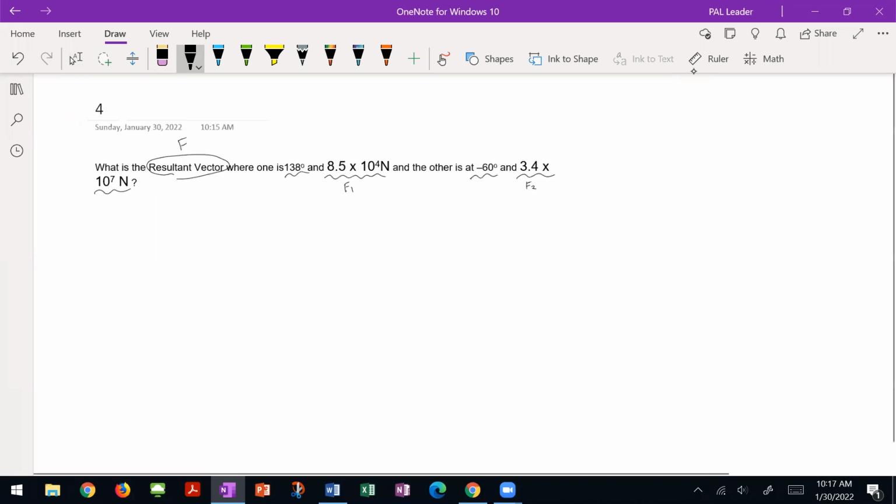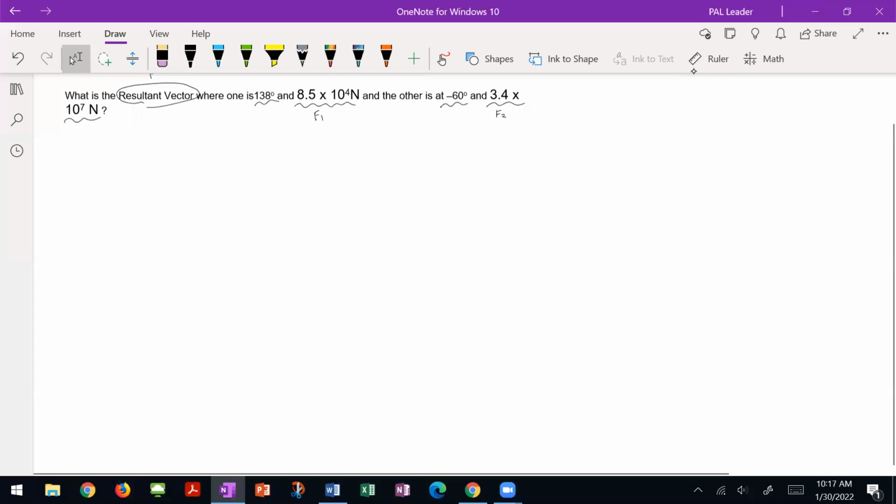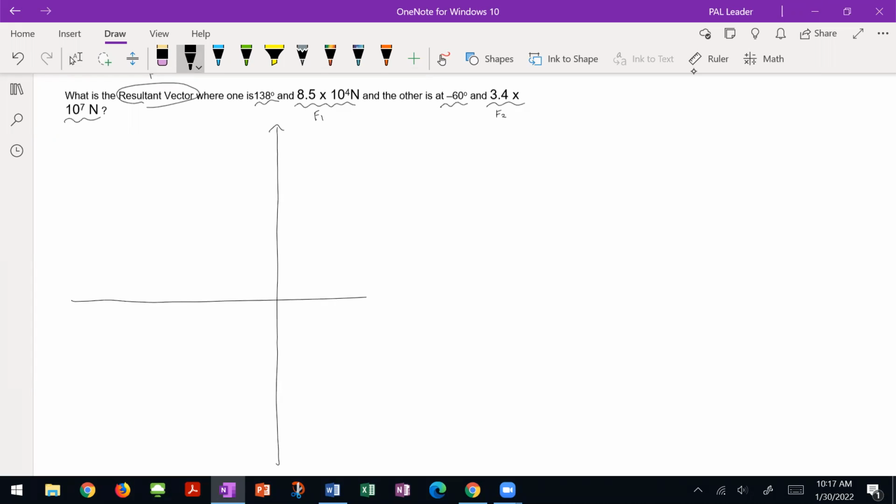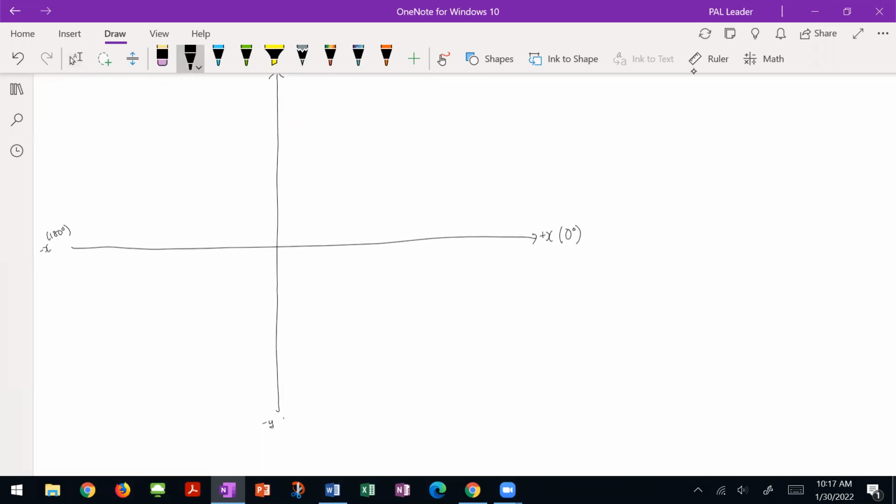So I am going to draw our coordinates, and like I said, draw it big. So we have our positive x-axis, which is going to be 0 degrees. And then we're also going to have our positive y, which is going to be 90 degrees, right? So our negative x, that's going to be 180. And our negative y, that's going to be 270, right?